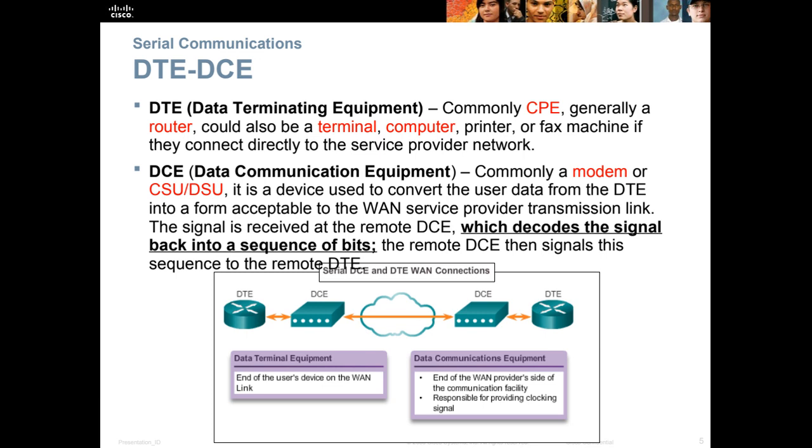All right. Any question? So here we have the end of the user's device on the WAN link, and then we have the DTE. This is data communication equipment, the end of the WAN provider side of the communication facility.